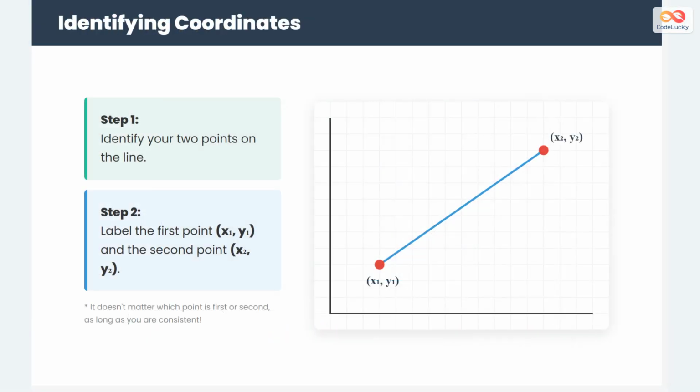To use the formula, we need 2 points on the line. We label the coordinates of the first point as x1, y1, and the second point as x2, y2. It actually does not matter which point you call number 1 or number 2, as long as you keep the pairs together.